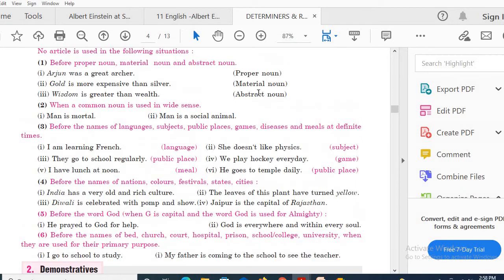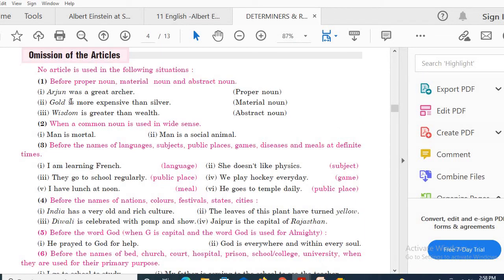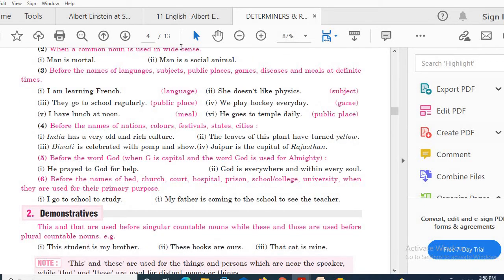Now where articles are not used, suppose if I say Arjun was a great archer, it is a proper noun. See, article is not used. Gold is more expensive than silver, it's a material noun. See, we are not using an article. Wisdom is greater than wealth. Are we using an article? No. Okay, then obviously in case of language also, like learning French, okay, no article.